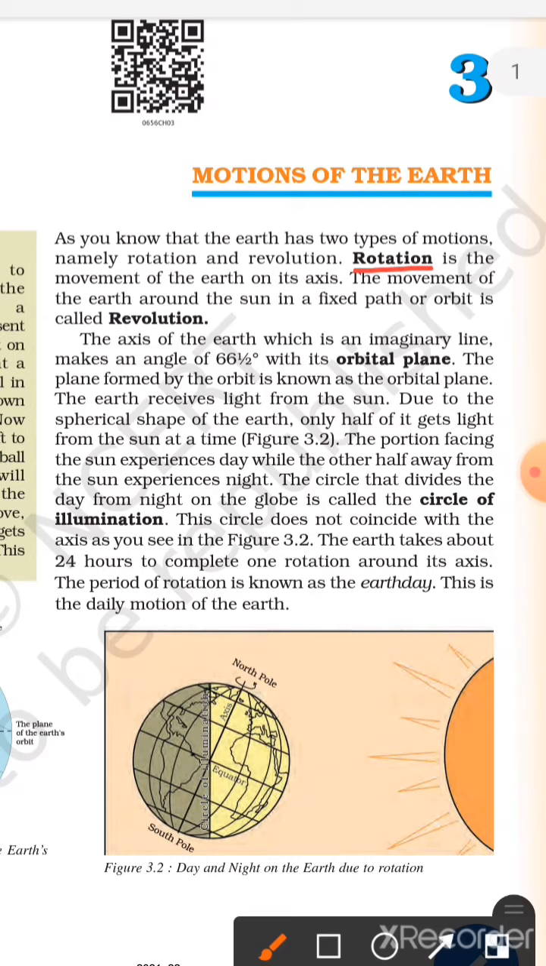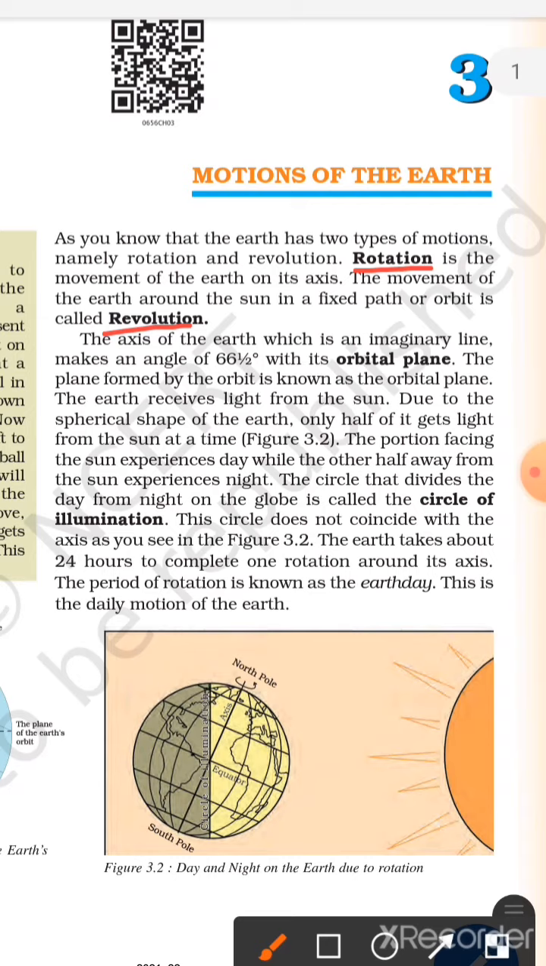Then the second movement of the Earth, that is the revolution. Now revolution is the movement of the Earth around the sun in a fixed path or the orbit. As we know, each and every planet moves around the sun in a fixed path, that is called the orbit. So the movement of the Earth around the sun in a fixed path or orbit is called the revolution.